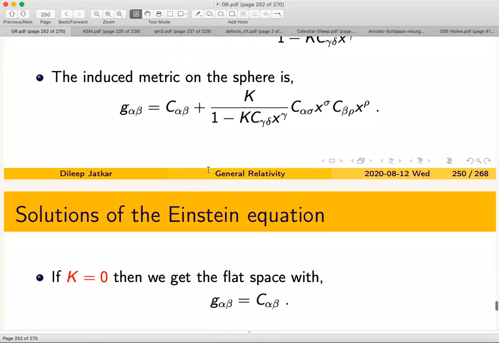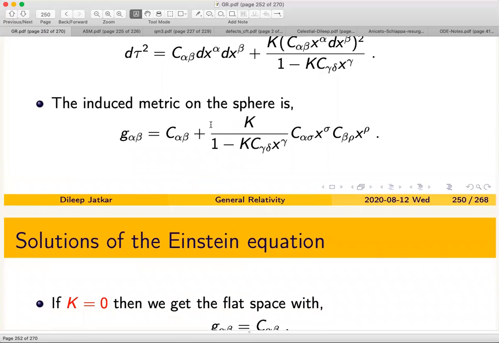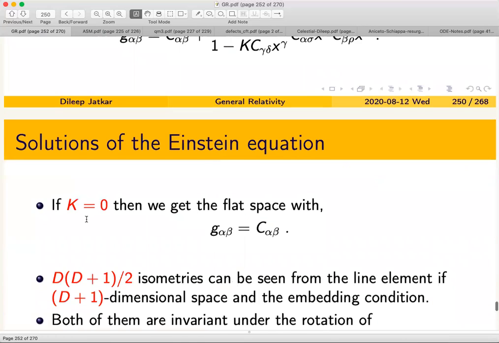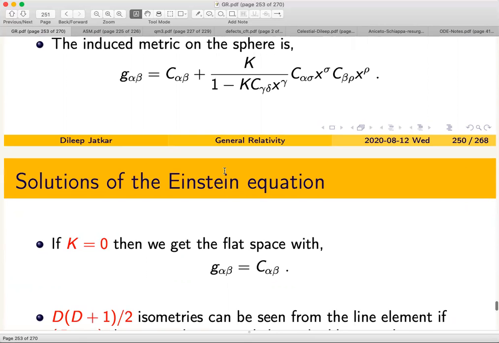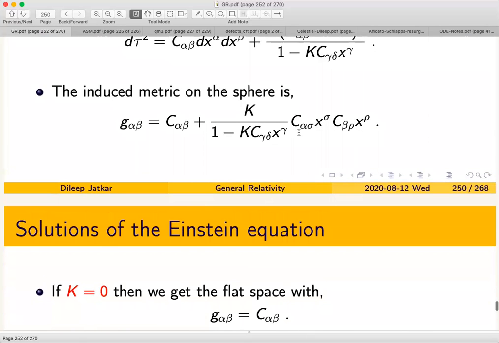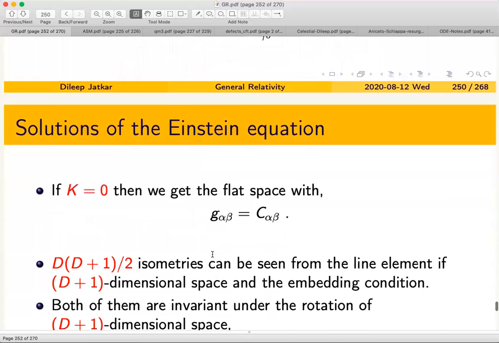Fine. So now what we can do is take a look at special situations to see what we would get. Okay, so for example, if you take k is equal to 0, then we should get a flat space. Okay, in other words, k is actually a measure of the curvature of the space. Fine. So one thing is kind of easy. If you take k is equal to 0, this term just drops out. G is equal to c.